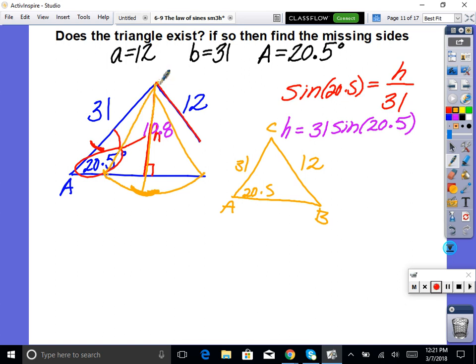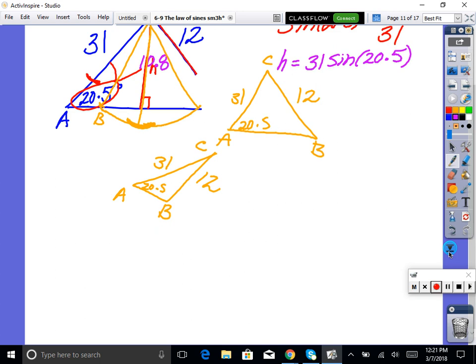So now we have our second triangle, which is obtuse. This is still angle C. This is still angle B right here. So now we have this triangle, A, B, C. This is still a 31. This is still a 12. And this angle A is the same as that angle A, 20.5. So now we have two triangles, even though we were not told we had two triangles. Does that help?